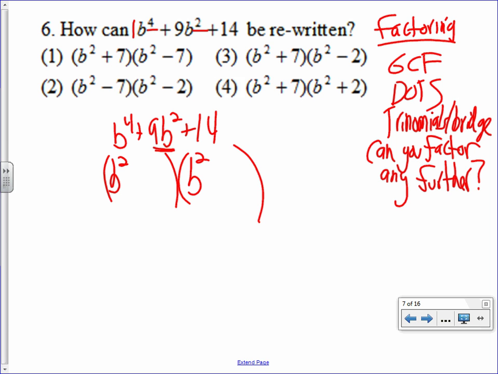From there, it's the same as a regular trinomial. First sign comes down, positive times a positive is a positive. What multiplies to 14 and adds to 9? 7 and 2. Can you factor any further? GCF, no. Dots, no. Trinomials, no. B squared plus 7, B squared plus 2, choice 4.